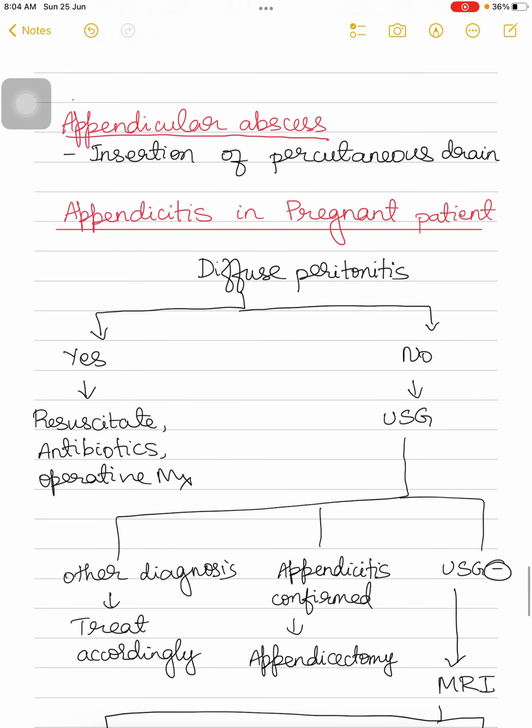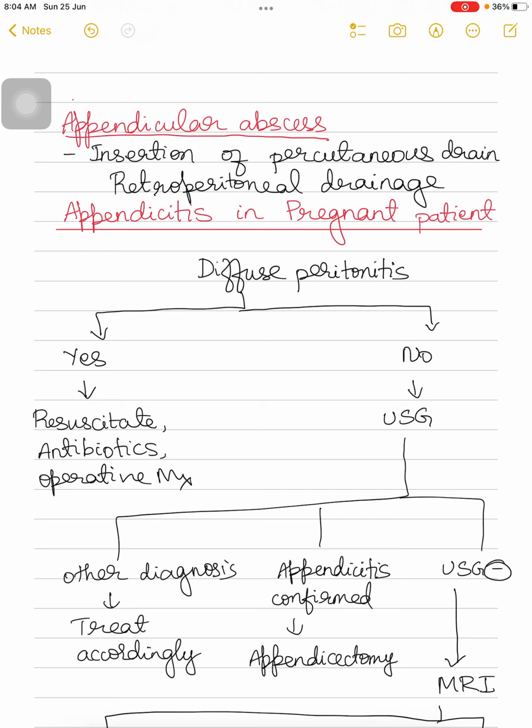If the patient has an appendicular abscess, then the best thing is to insert a percutaneous drain, or a retroperitoneal drainage, to drain the abscess. Give IV antibiotics, maintain hydration, and call the patient for appendicectomy after 6 weeks.